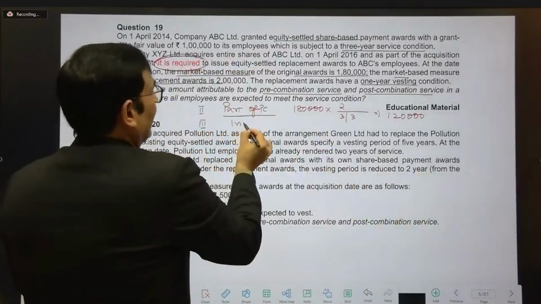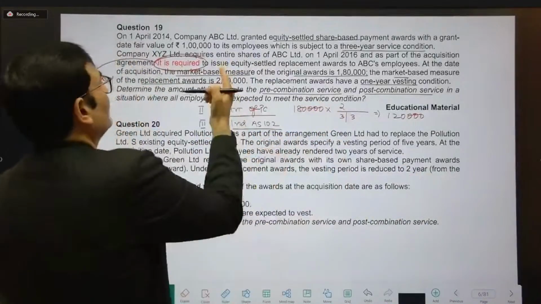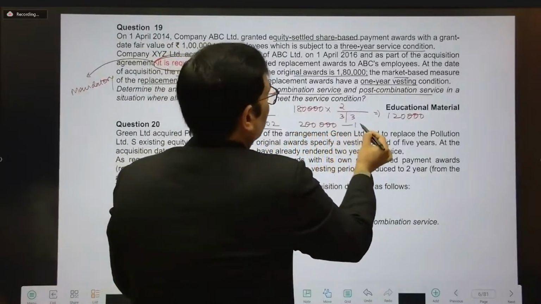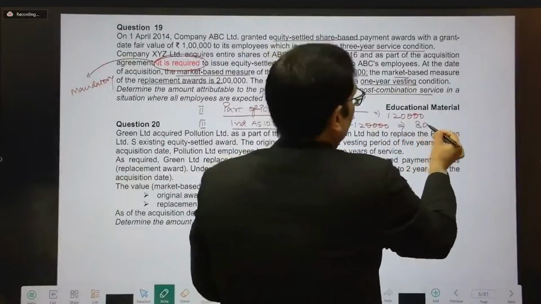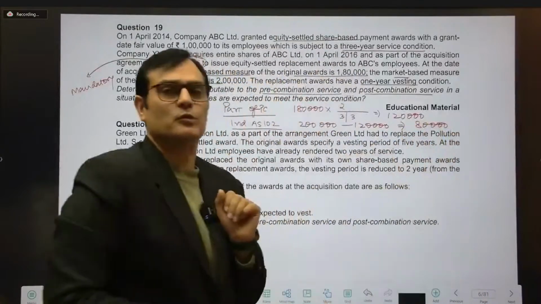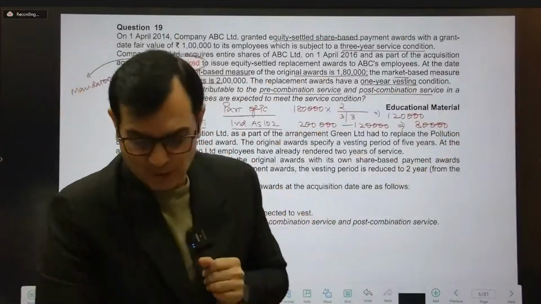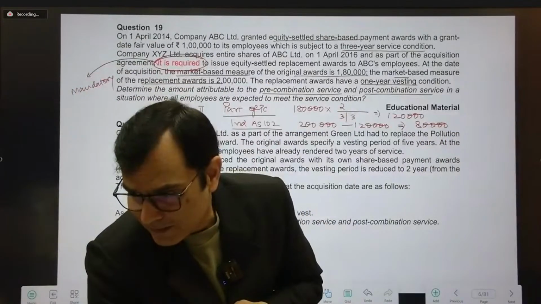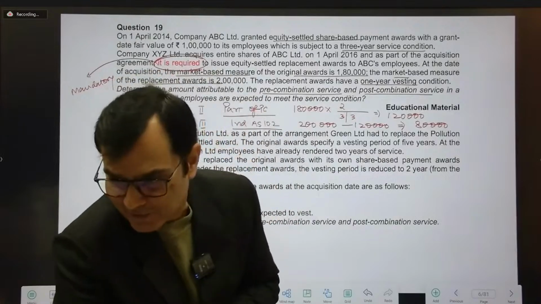Then let's go to step number 3. What is going to be taken as per Ind AS 102? You're going to consider the fair value of the replace award, that is 2 lakh, minus what you've taken in step number 2. So this 80,000 is going to be accounted under Ind AS 102. I think it's pretty simple and straightforward indeed. Okay, I might have got some answers from your side as well. Yes, we've already got the answer. Wonderful indeed. That is great.